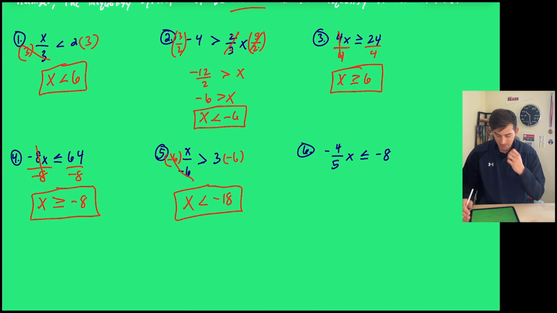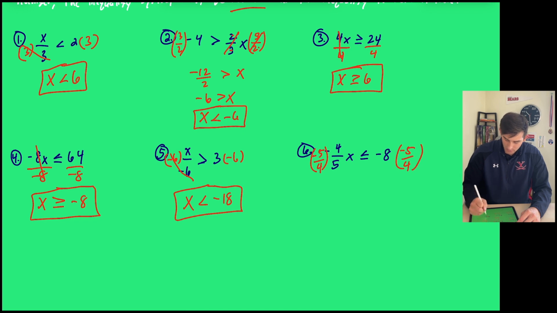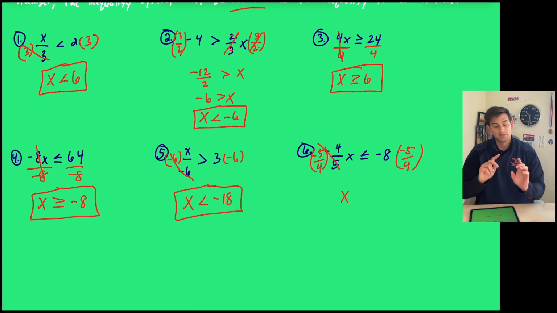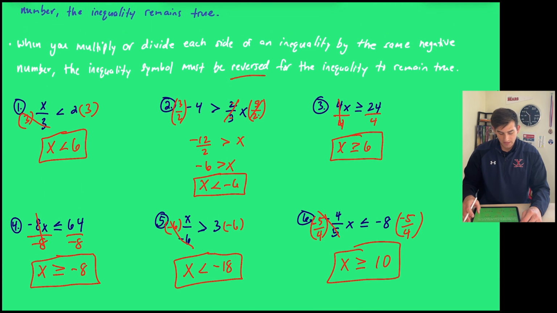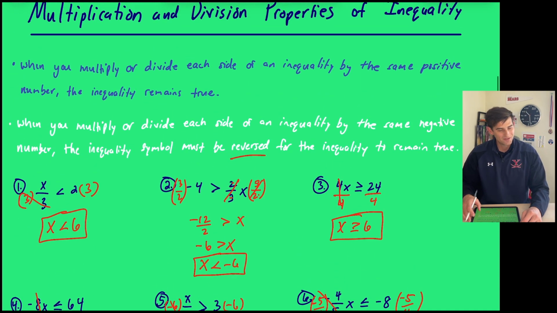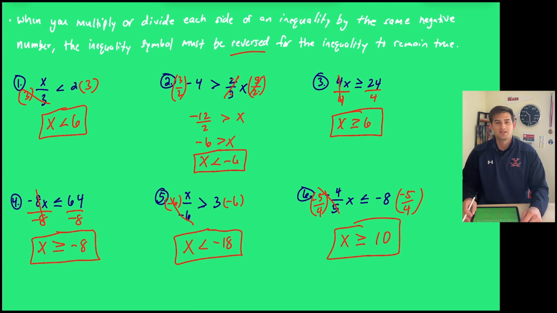And our last example, number 6, negative 4/5 x is less than or equal to negative 8. Let's multiply by the reciprocal, which would be negative 5/4. We're going to do that to both sides. So now these will cancel. We get x. Instead of less than or equal, we need to switch it. So greater than or equal. And we're doing a negative times a negative, so we know our answer is going to be positive here. 8 times 5 would be 40, and 40 divided by 4 would be 10. Okay, so those are our examples that we did, and that is how we can use the multiplication and division properties of inequality.